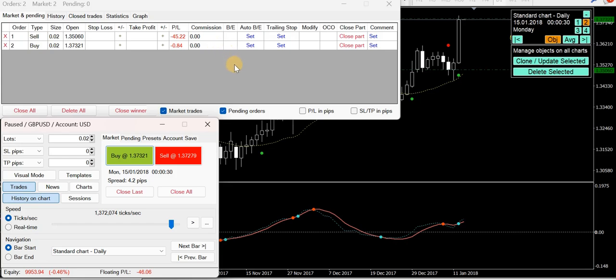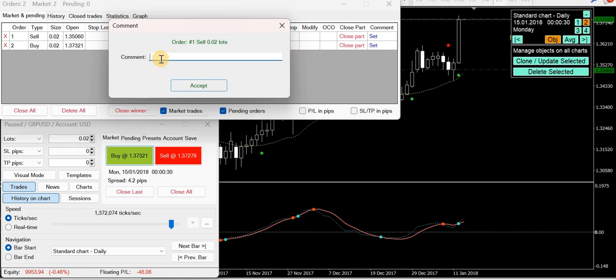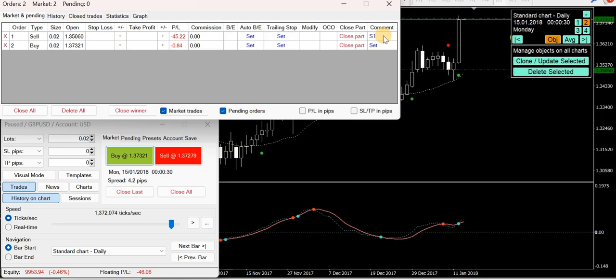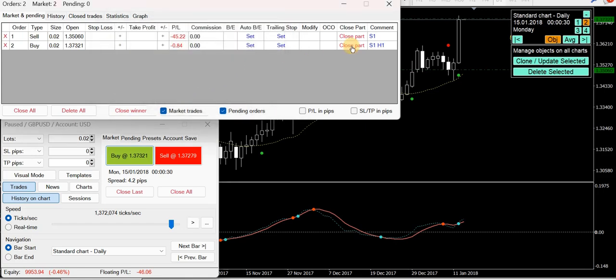With the multi-sequence hedging, this is considered sequence 1. I could set these comments up if I wanted to. This would be S1, which just means sequence 1, and it's hedge 1. So that's the symbols I use. The first one should be S1T1, trade one.